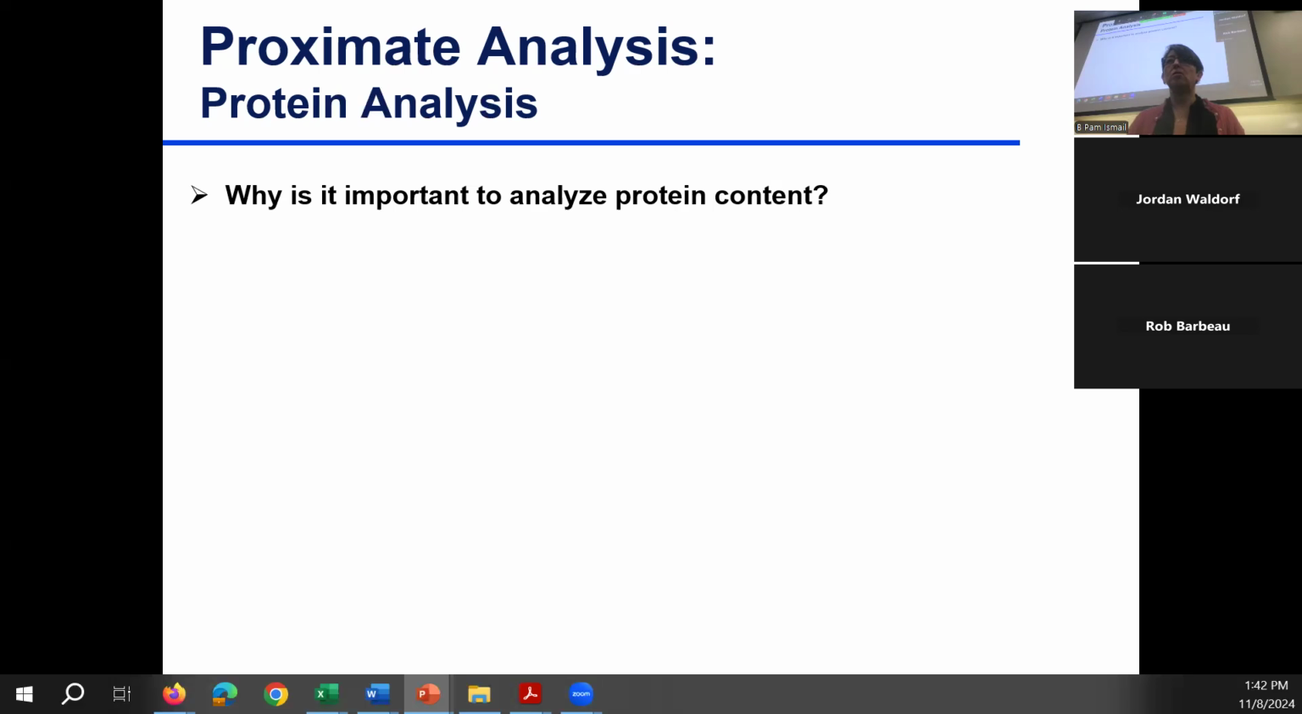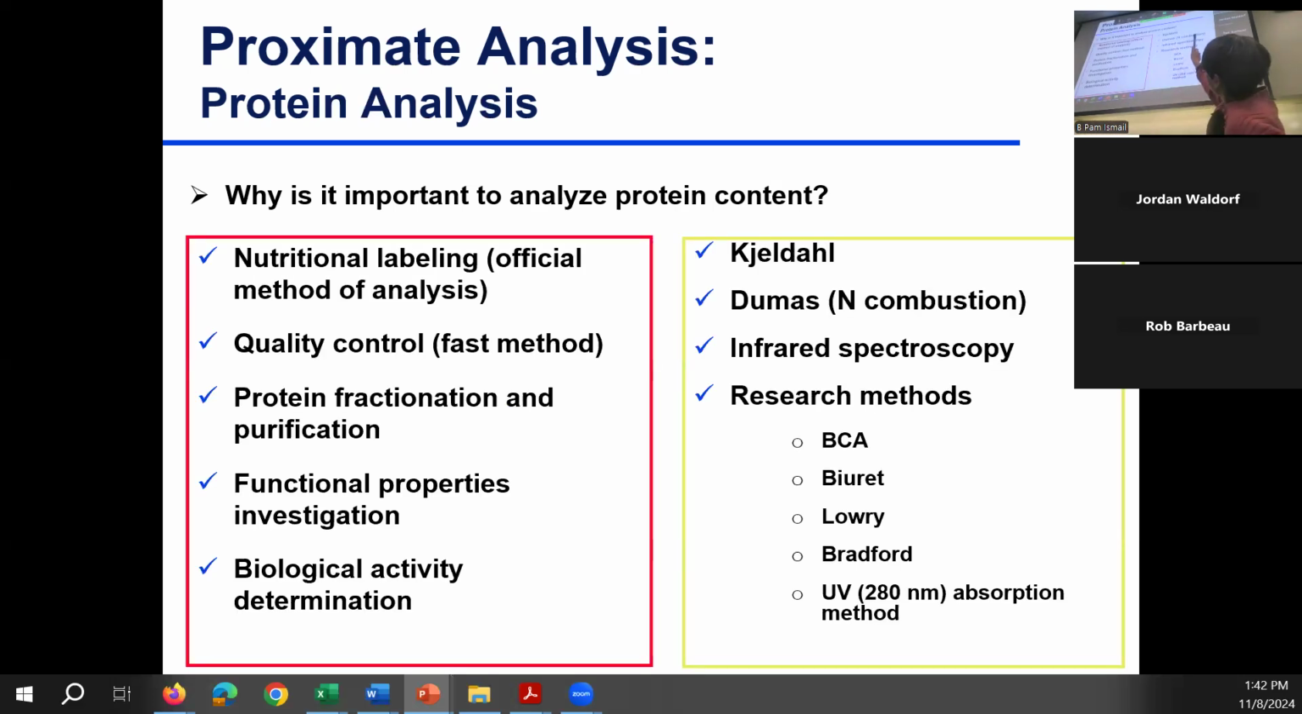Okay. So one of the methods is nitrogen content. So we have two methods that we use for determining protein based on nitrogen content. And those two methods you're going to be using in the lab next week. These are Kjeldahl and Dumas. So both of them will give you the total nitrogen, and you convert that to protein content based on a general percentage of nitrogen in your protein source. Infrared, we can calibrate it using Kjeldahl or Dumas. These two methods are official methods of analysis.